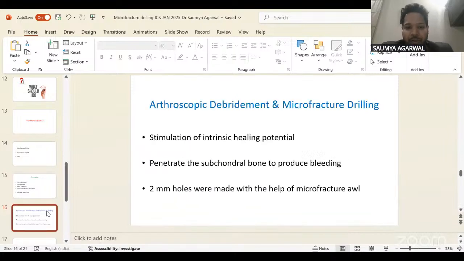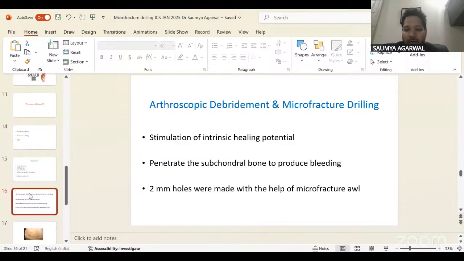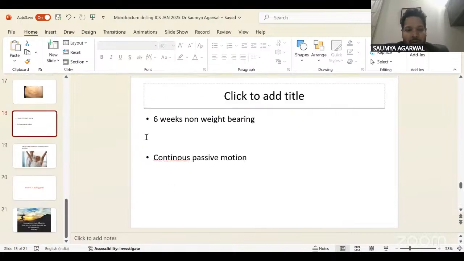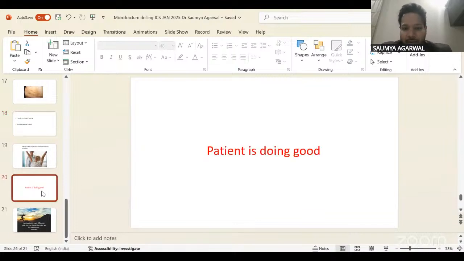So I did microfracture, which stimulates the intrinsic healing potential, and the 2 holes were made with the help of a microfracture awl, and they penetrated the subchondral bone to produce bleeding. Then I made the patient non-weight bearing for 6 weeks, and continuous passive motion was done, and the patient is doing good. So that was the case done quite a time back. These were the results, sir. I thought I would like to share this patient.